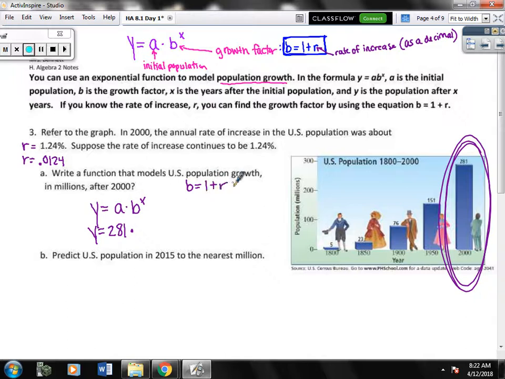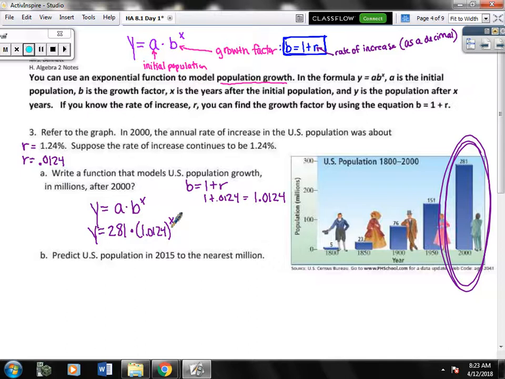Again, the formula is 1, which is like 100% if the population were to stay the same, plus the increase rate. So we'll plug that in, and we'll get 1.0124. Basically, you just add a 1 in front of the decimal. But that's including the 100% of the population that's already there and adding that growth to it. So this will be 1.0124 to the x power.